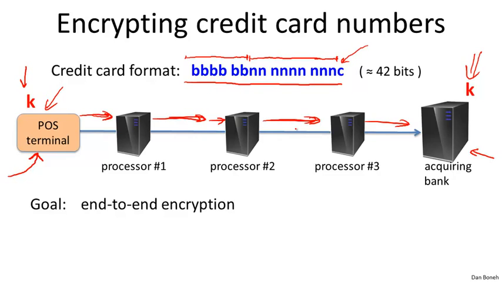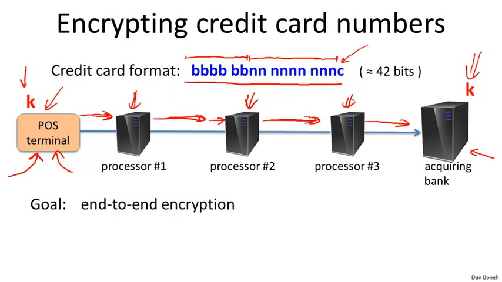But each one of these processors then would have to be changed because they're all expecting to get credit card numbers. And so the question is, can we encrypt at the cash register such that the resulting encryption itself looks like a credit card number, and as a result, none of these intermediate systems would have to be changed? Only the endpoints would have to be changed. In doing so, we would actually obtain end-to-end encryption without actually having to change a lot of software along the way.